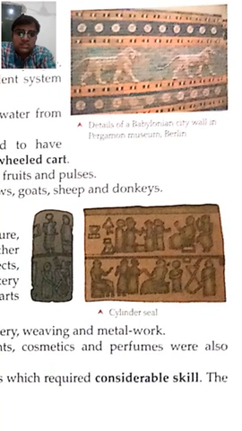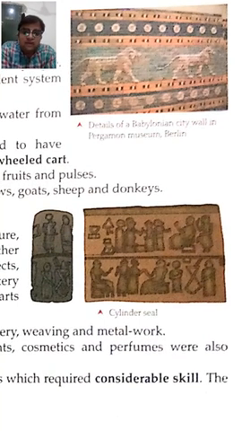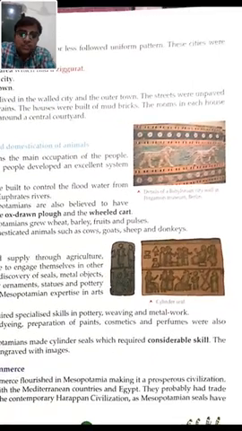These two are at the left hand side. This is the cylindrical seal, and there is another, a rectangular shaped seal, where the pictures are engraved. How were these seals made? Actually these seals were made from clay, and that clay was baked in fire after engraving the pictures.